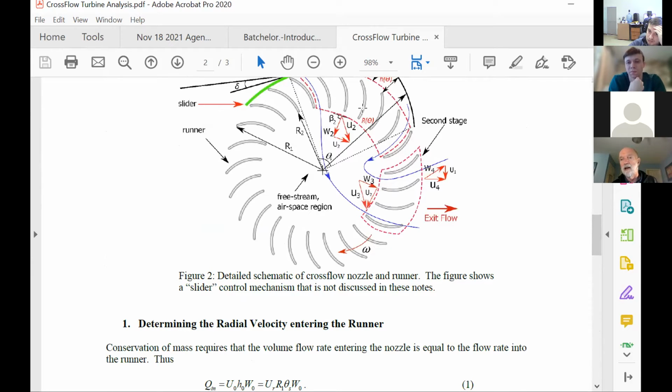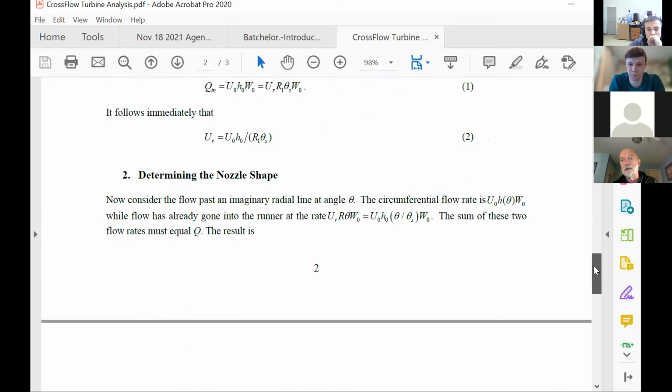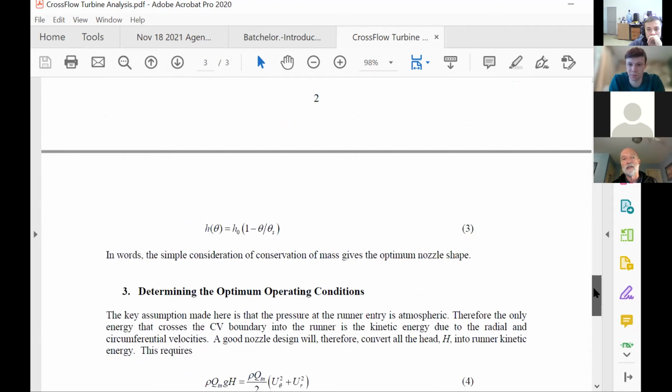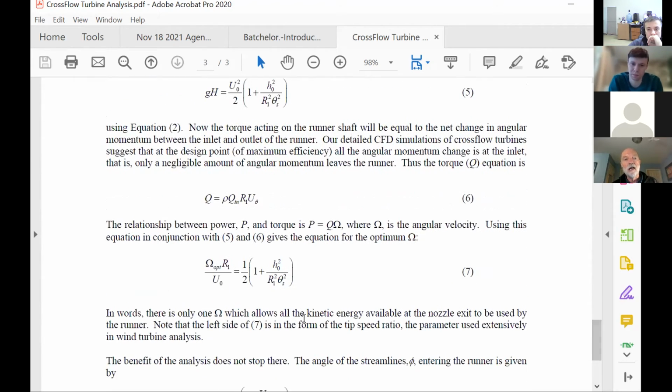It's a two-phase flow problem, and we've done quite a lot of that. Interestingly, the computational fluid dynamics analysis supports these results. Equations 1 and 2 are accurately reproduced in the CFD, and equation 7 underpredicts the optimum speed of the runner by about 5%. So it's remarkably close to a simple analysis.